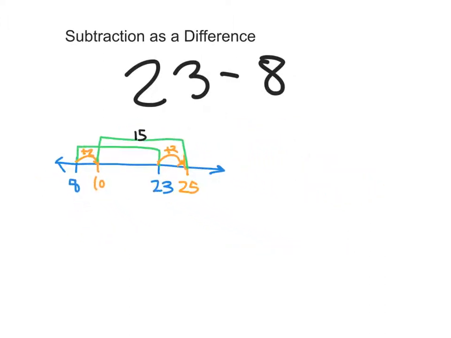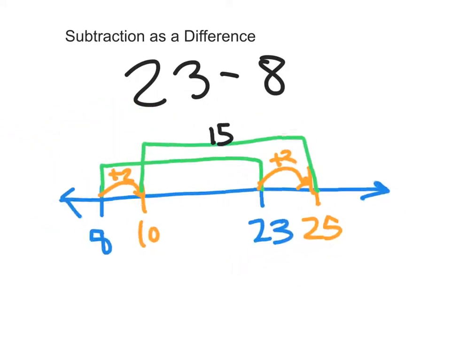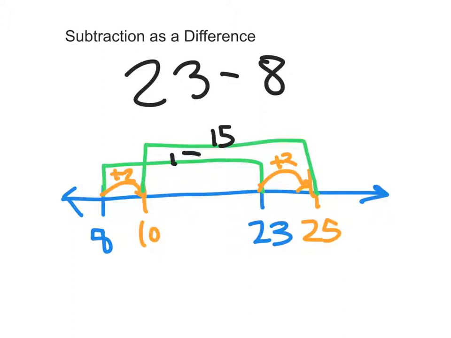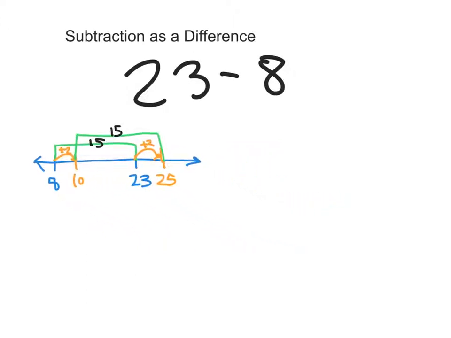Now remember, you can record it with an open number line, and what I like about the open number line is it really shows that that difference of 15 stays the same if you just shift both the minuend and the subtrahend up by 2.